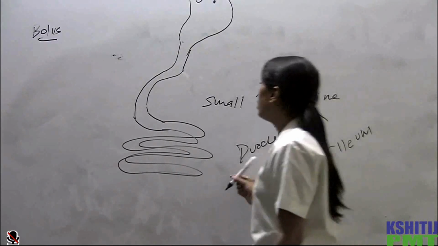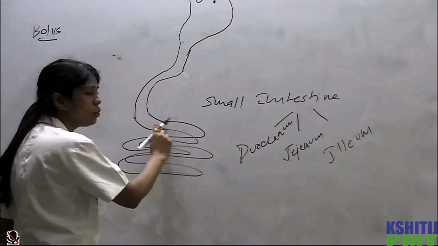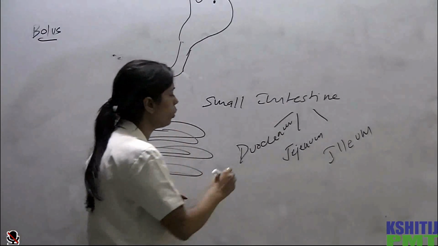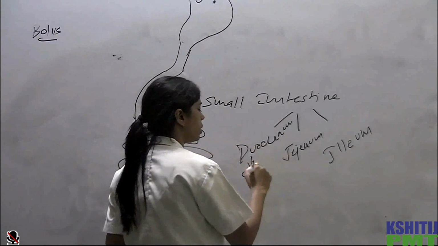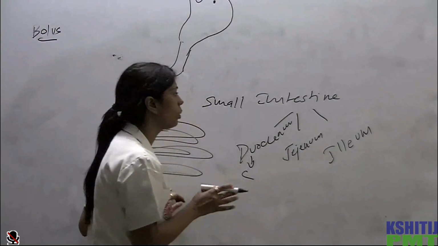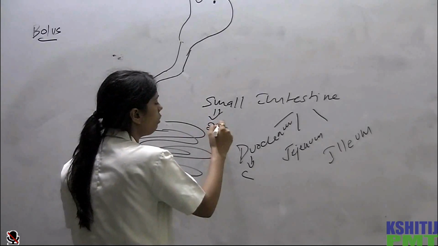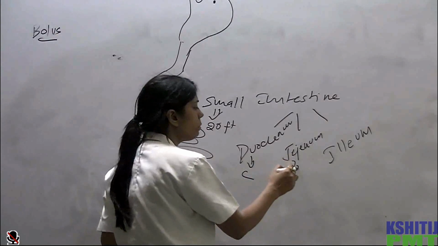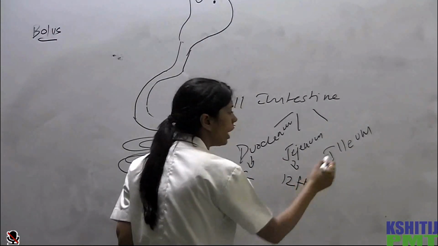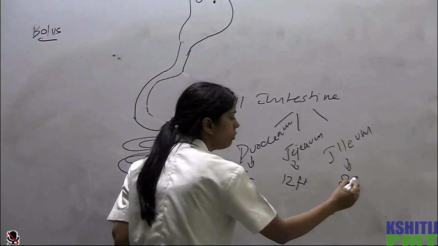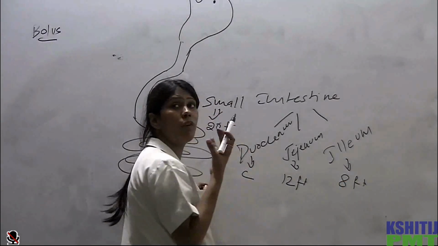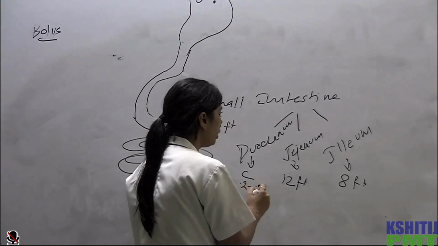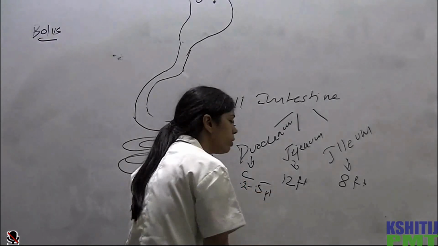Here the duodenum is the smallest part, the C-shaped cup which you can appreciate here, and this left side part is your gallbladder area. The small intestine is nearly 20 feet, in which the jejunum is nearly 12 feet and the ileum is nearly 8 feet. And this duodenum is very small, nearly 0.2 to 0.5 feet.